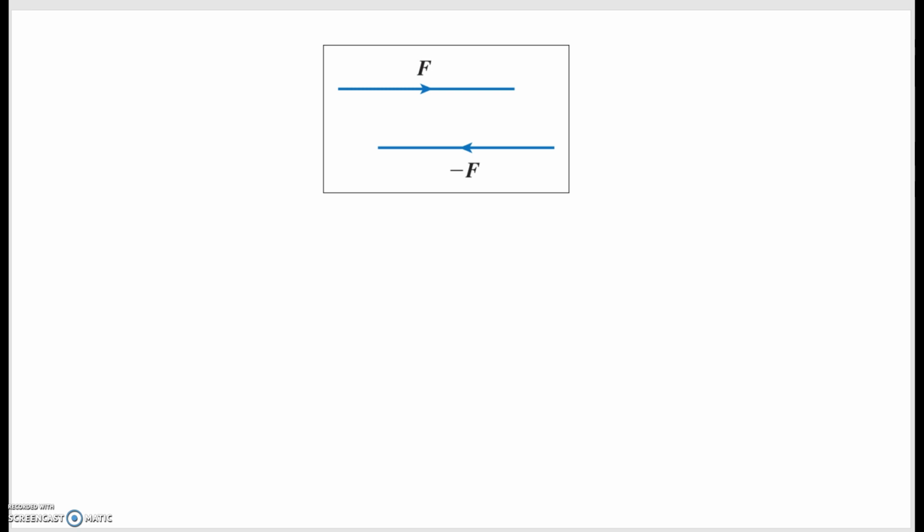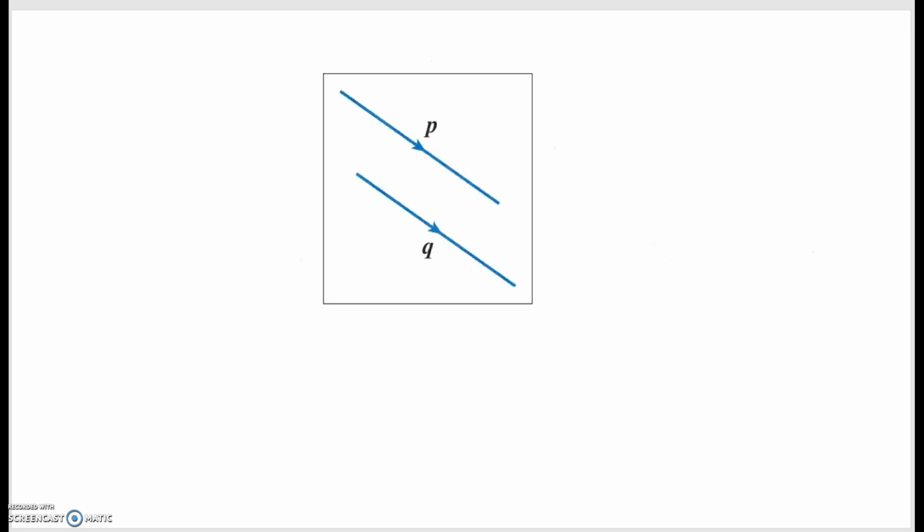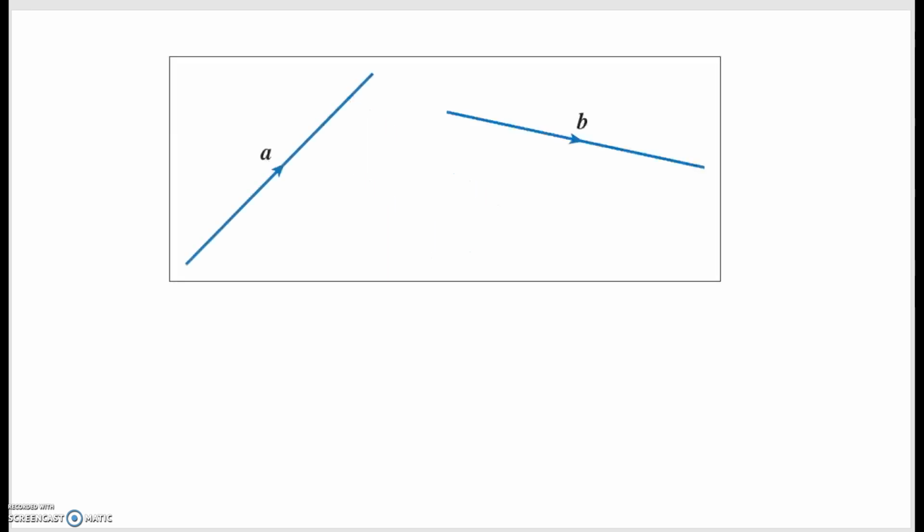A vector can have an opposite vector. It's the same length, but the opposite direction. So this is what we call an opposite vector. So it's the same length, but it's going the other way. P and Q are equal vectors. Their lengths are the same, and their angle to the horizontal is also the same.